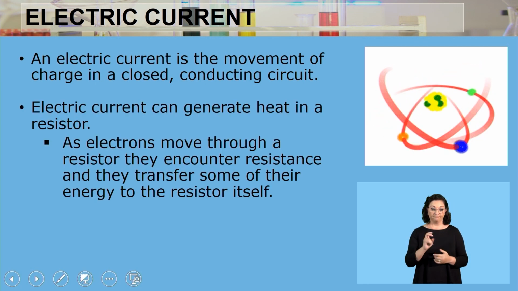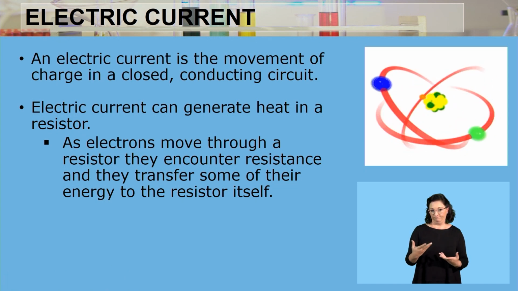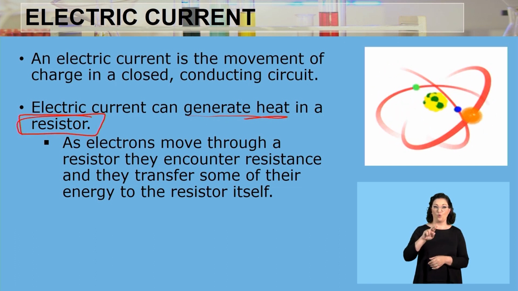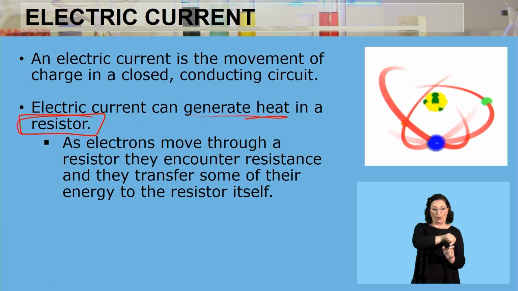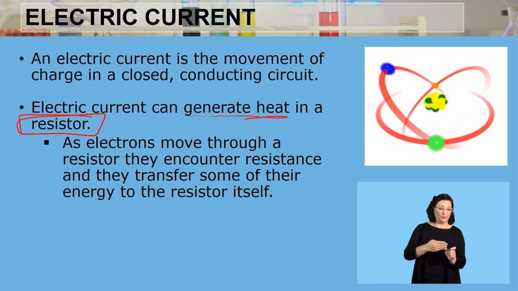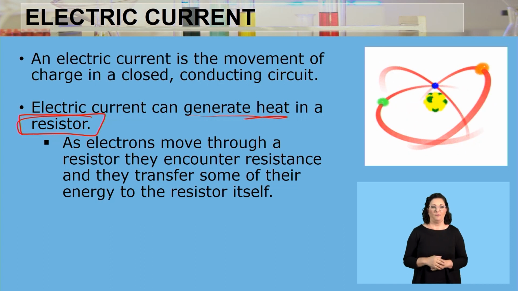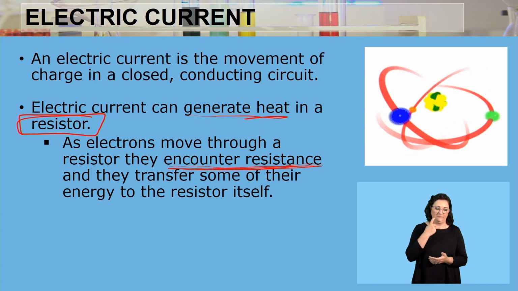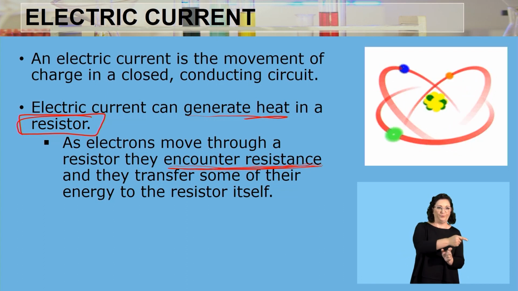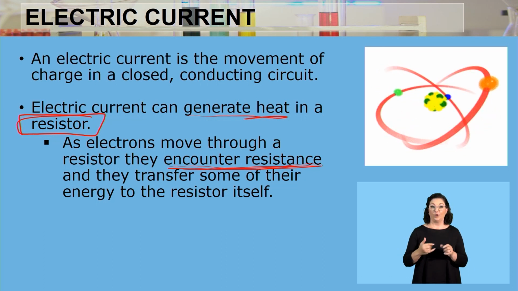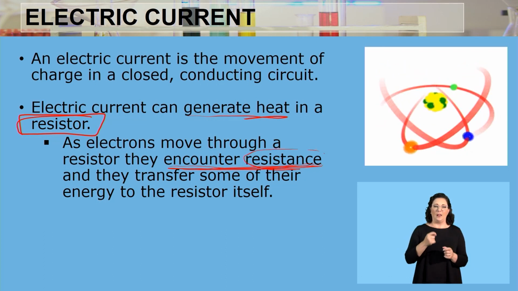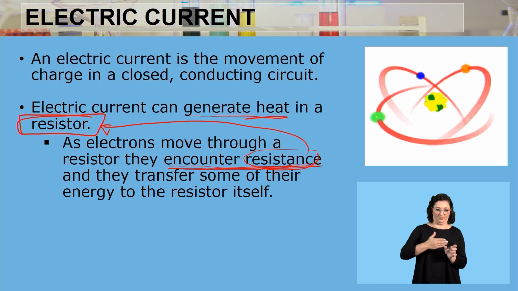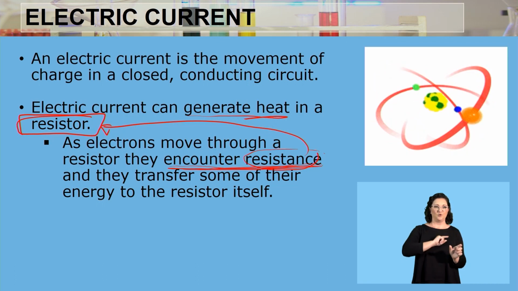An electric current can generate heat in a resistor. Remember that a resistor is a device that allows current to pass through but does not make it easier for the current to pass through. As electrons move through a resistor, they encounter resistance, and as they encounter that resistance, they transfer some of their energy to the resistor itself.